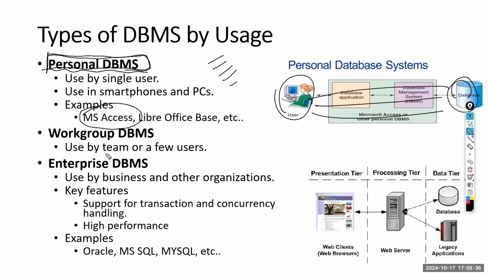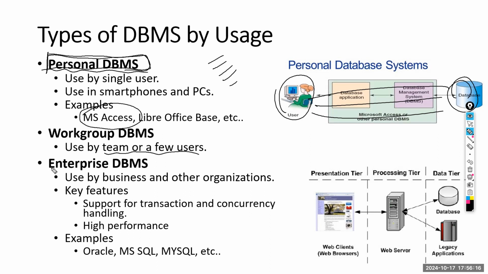Then workgroup database means a set of people access it, just a few. Maybe someone in the project, someone in the class, maybe just 5-10 people access it. Those databases are a little bit more sophisticated because you need to handle security and a bit of transaction handling, but not millions of people access it like a banking database or the database of something like Google Maps or eBay. These are just moderate databases, not very expensive, not very sophisticated, but you need a bit of features now.